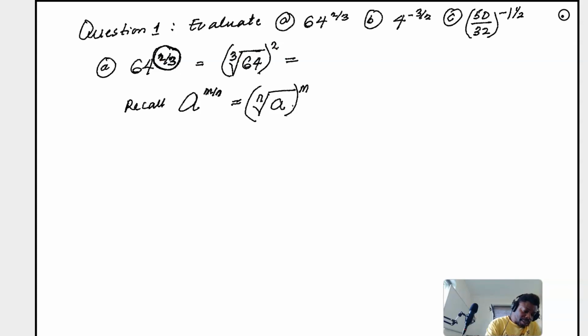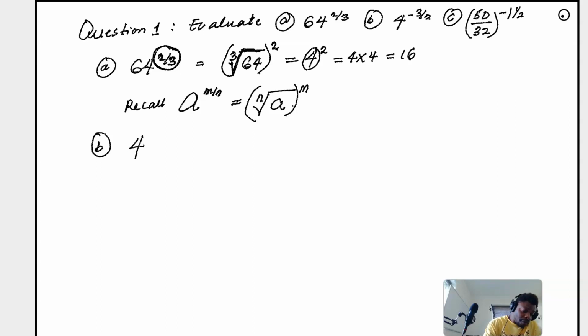So what this means is the cube root of 64. Cube root simply means the same number you will multiply 3 times that will give me 64. That is 4. So the cube root of 64 is 4. Then raised to power 2. So 4 raised to power 2 simply means 4 multiplied by itself 2 times, 4 times 4. That is 16. Easy.